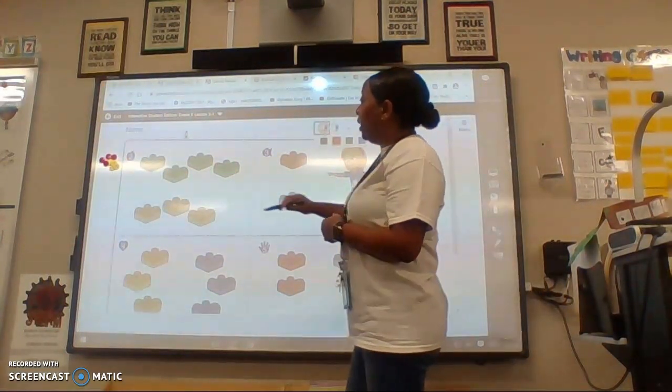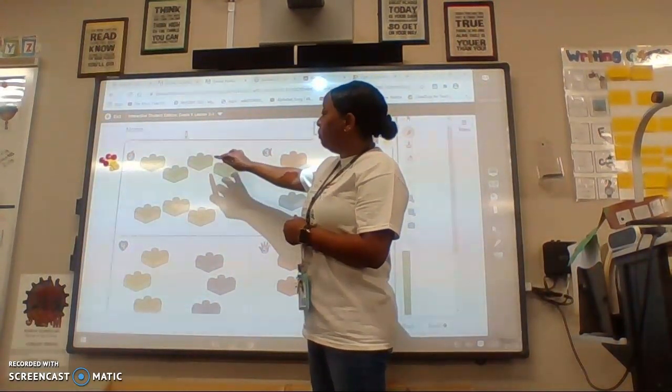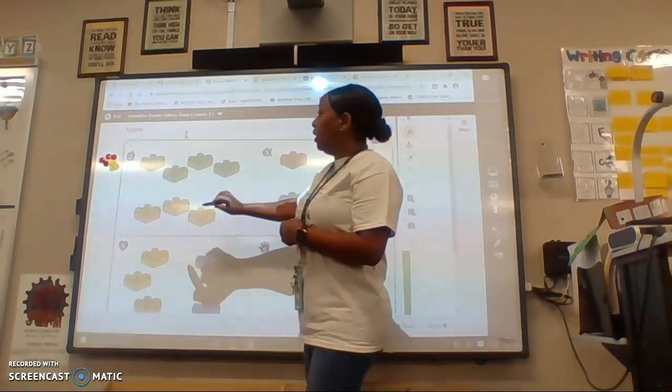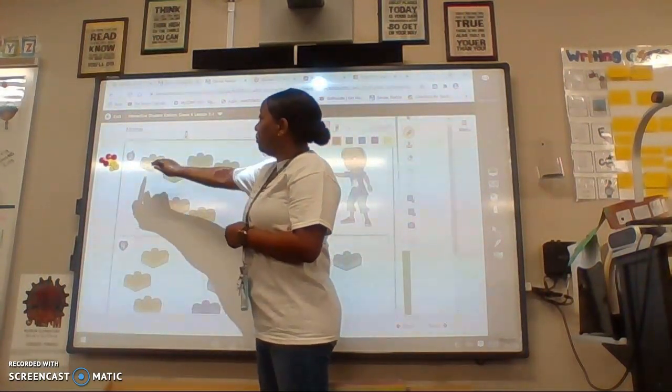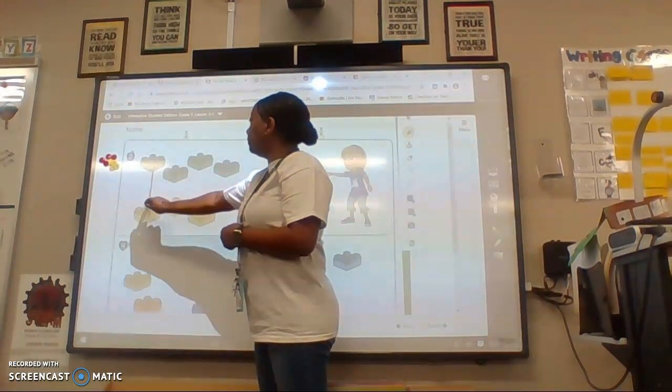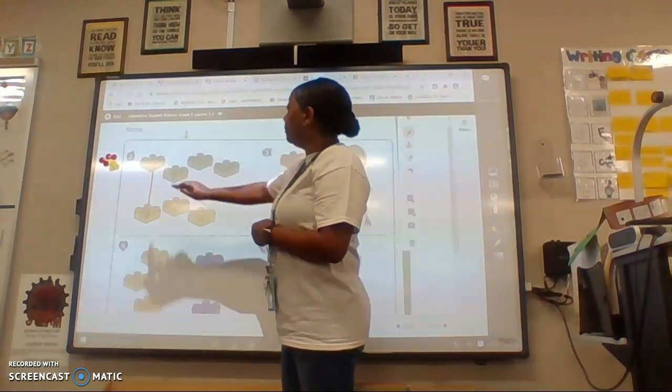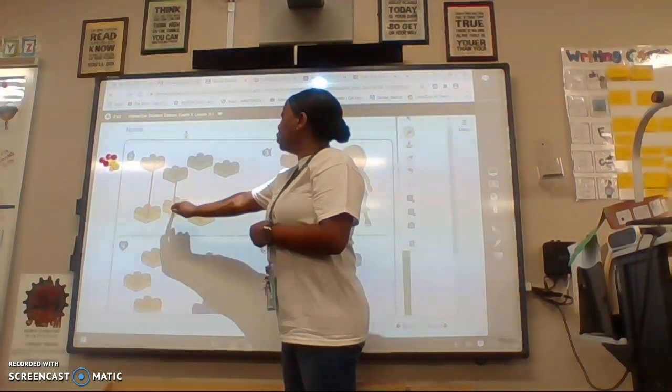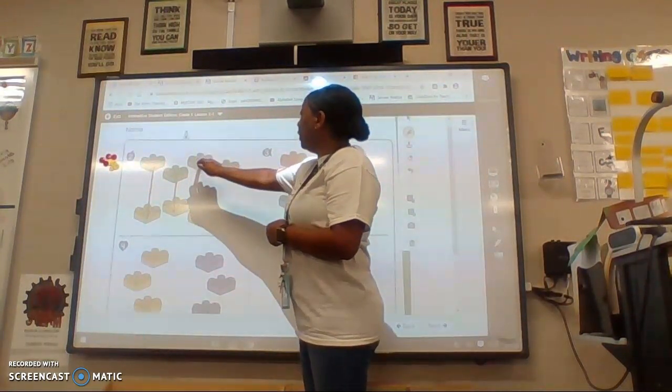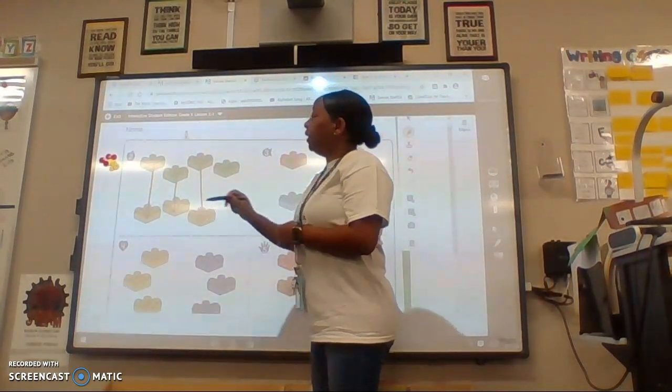All right, let me get my pen ready. Okay, so in number 2, we have some green blocks and yellow blocks. We're going to start drawing our lines from the top to the bottom. That's 1 pair. That's 2 pair. That's 3 pair.